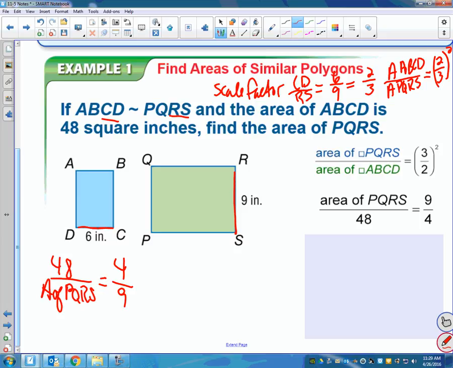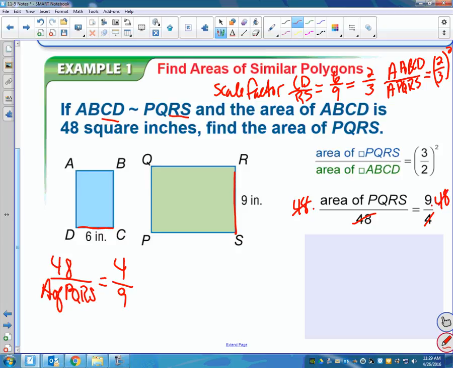There's no wrong answer there, right? It's just what makes the most sense to you. Over here, I would have to cross multiply because that area is on the bottom. But just to remind you, if you just multiplied by 48 over here, you would have what you're looking for by itself. But you could cross multiply and then divide by 4 again. It's going to work out the same way.